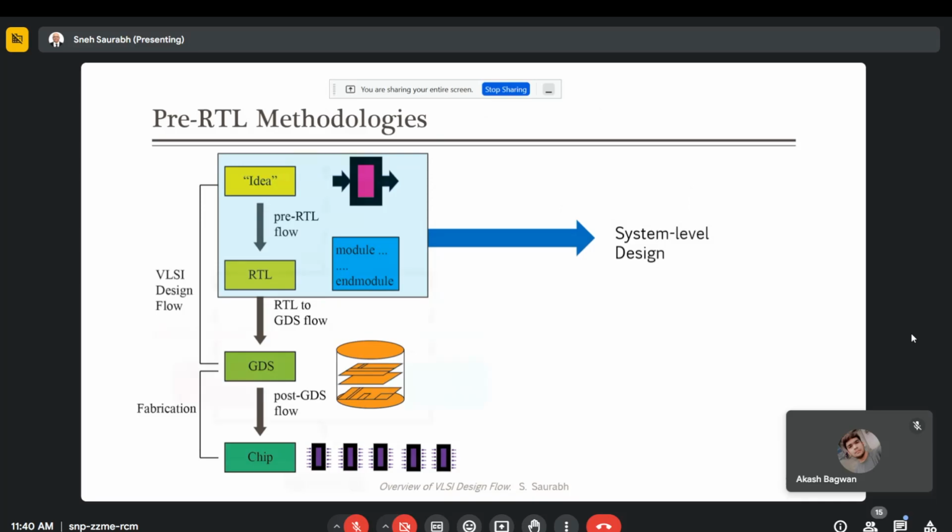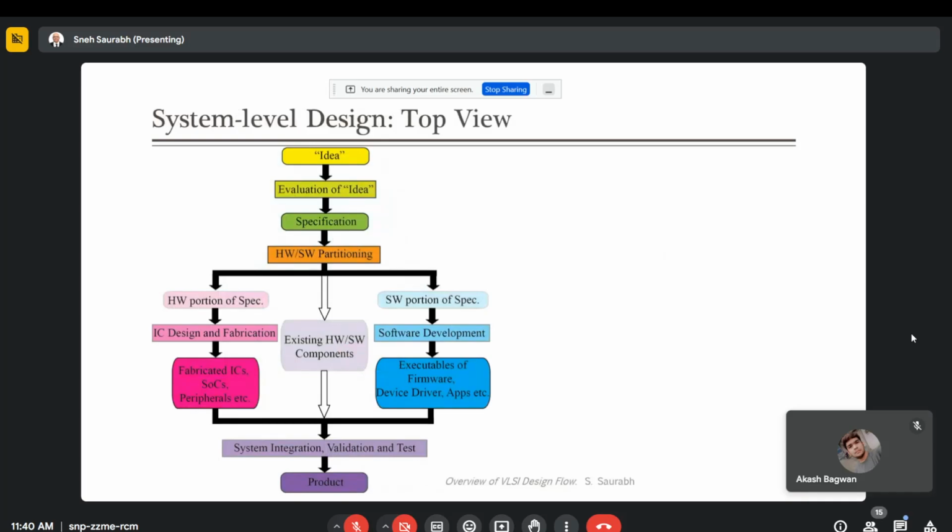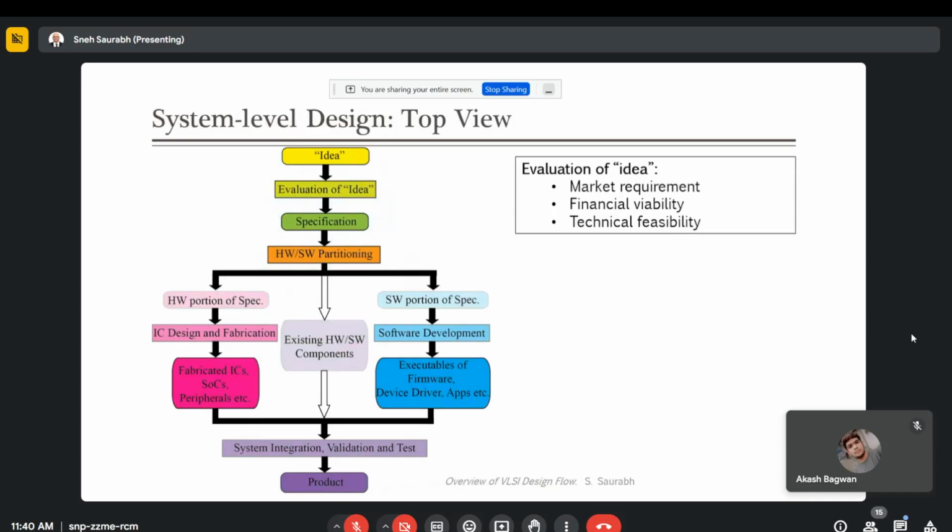In the system level design, the initial step is that we first evaluate the idea, right? We have an idea that we want to make a microprocessor, for example. Then we must first understand whether there is a requirement for that idea. We need to do some market research and understand the requirement, and whether the idea is feasible or not. Feasibility not only in terms of technical, but also financial, meaning whether it will lead to profitability or not, right? At the end of all this manufacturing and making a chip, our goal is to make profit, right?